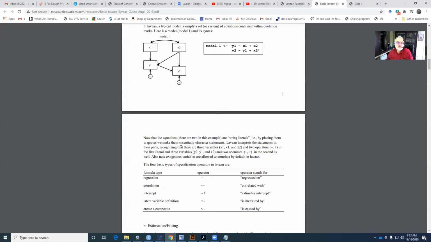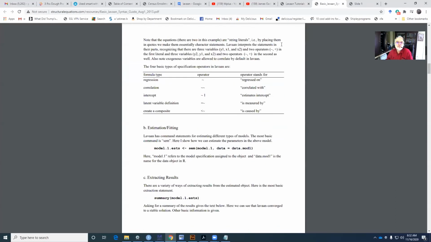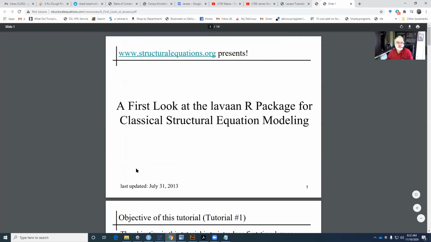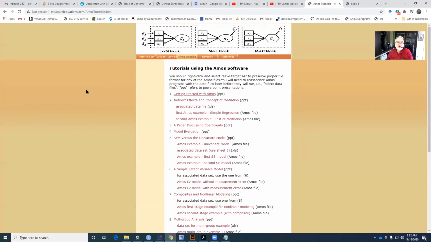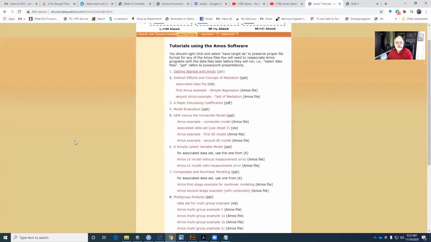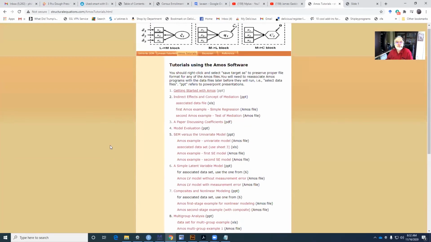And I like it because it's very brief, and it walks us through the syntax in a very little amount of time. That might be something you'd like to take a look at. And he's also got a nice section on Amos, if that's what you'd like to play with. There's a lot of multi-group examples that he goes through. I mean, I like James' work.